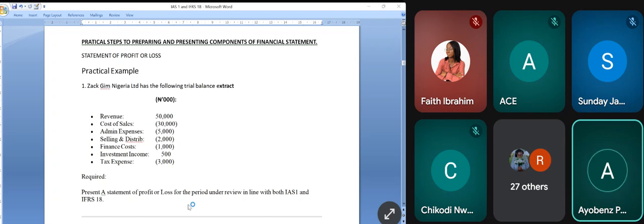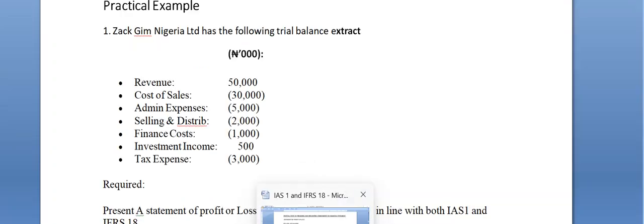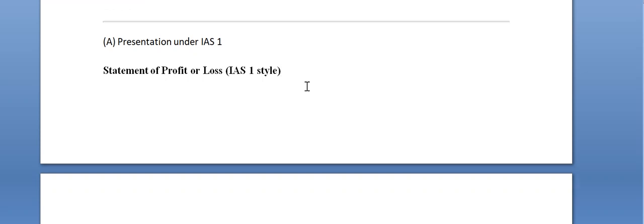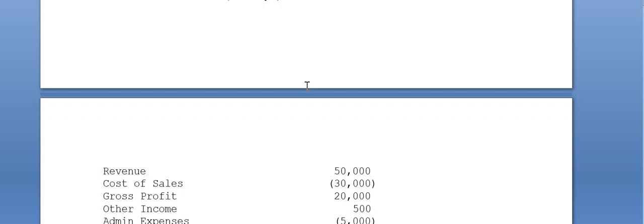So now look at it this way. Usually once you see this, you know that this is for your IAS 1. How do you prepare it under IAS 1? Under IAS 1, the first thing you do is recognize your revenue first, then you take your cost of sales from it, and then gross profit is what you have at the end.